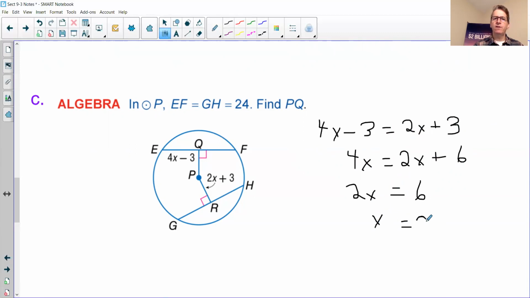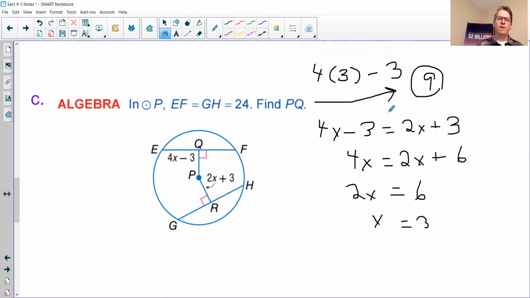Now if x is equal to 3, we're trying to find PQ. So PQ is 4 times the 3, minus 3. So 12 minus 3 is 9. PQ is 9. 4x minus 3, if x is 3, PQ is 9.